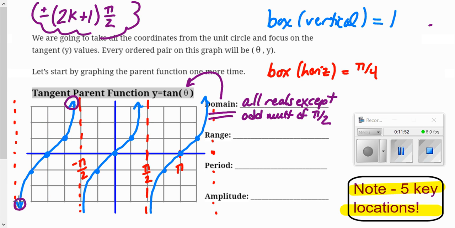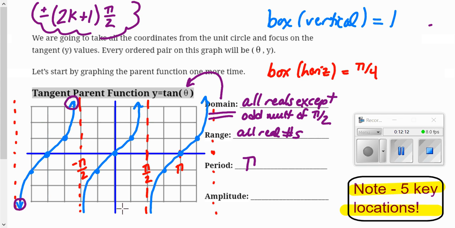The range is much easier for tangent because look at these little arrows. That means the function keeps going forever and ever. So this is just going to be all real numbers, because tangent can go up, up, up, and it can go down, down, down. It can hit any value, unlike sine and cosine. The period, as we already have noticed, is pi. This cycles every pi units.